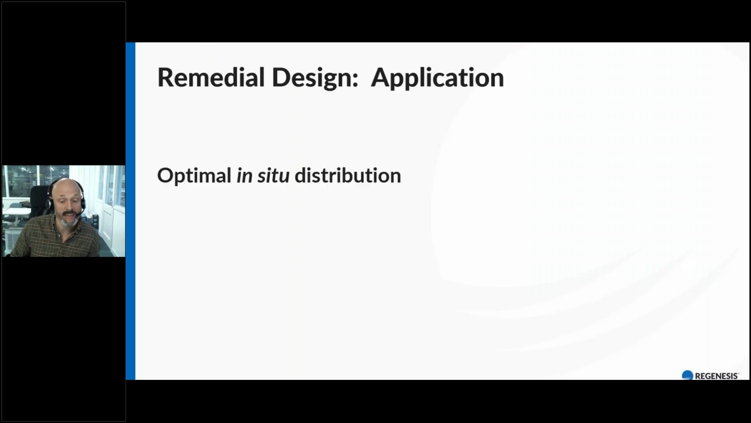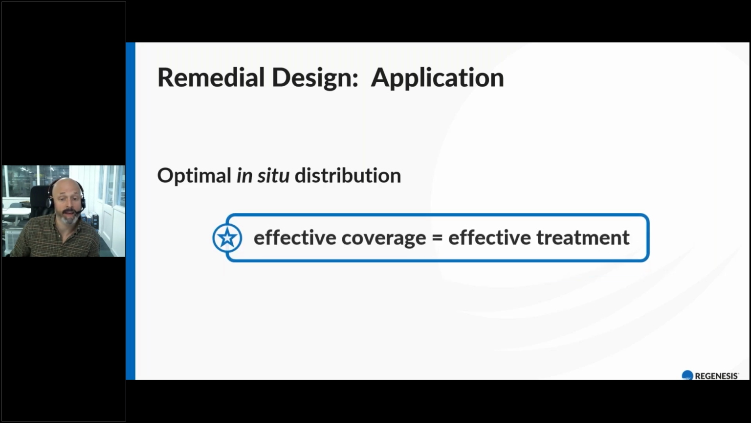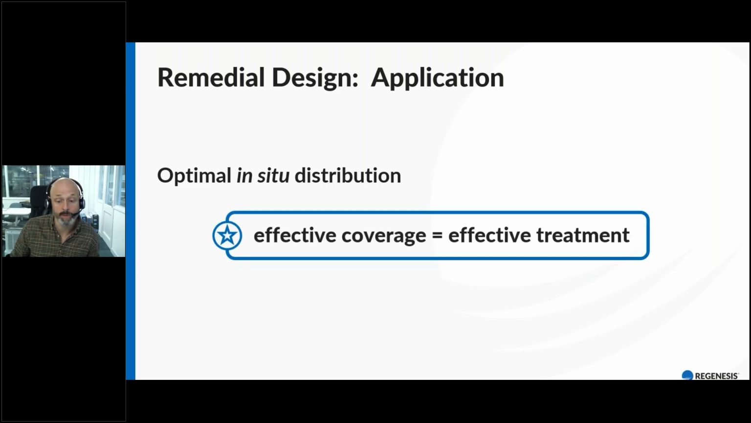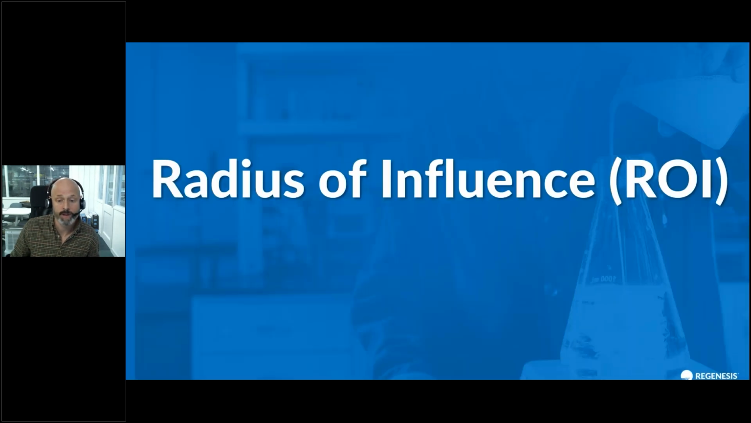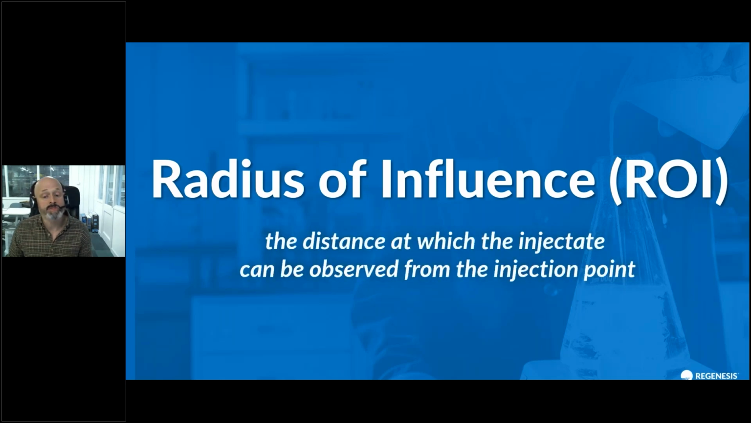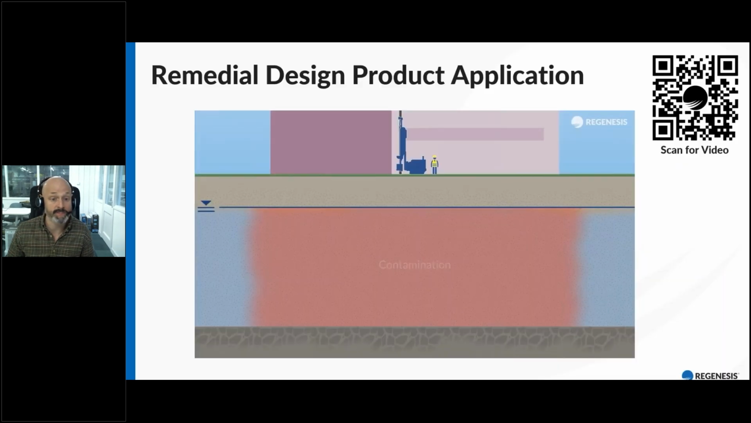So our objective here is optimal in situ distribution. Effective coverage in the aquifer we know is going to mean effective treatment and more likely to hit those remediation goals. A key concept to optimal distribution is radius of influence. Jack mentioned it, I'll talk about it a bit more here, and Sarah's going to talk about it in the field. Radius of influence is the distance at which the injectate can be observed from the injection point.